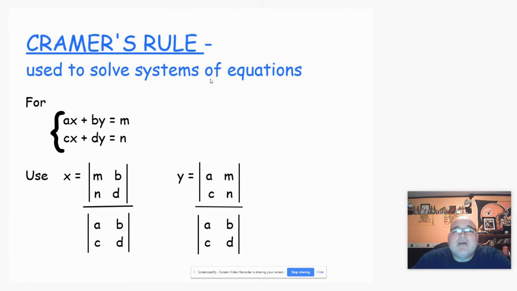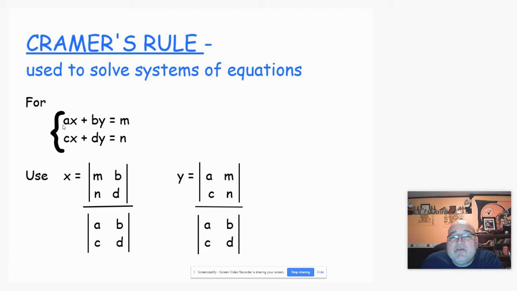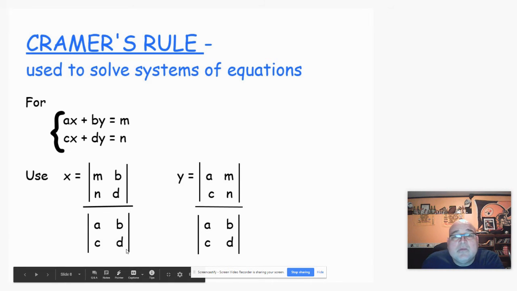So a gentleman by the name of Cramer discovered a way to use matrices to help us solve systems of linear equations. And he liked it so well, we call it Cramer's rule. So take a look at our 2 by 2 system. Notice that the bottom determinant is the coefficients. A and B are the coefficients of the top equation. They're in row 1. C and D are the coefficients of the bottom equation. They're in row 2. Also, notice how the coefficients line up. The coefficients of x are in one column. The coefficients of y are in a second.